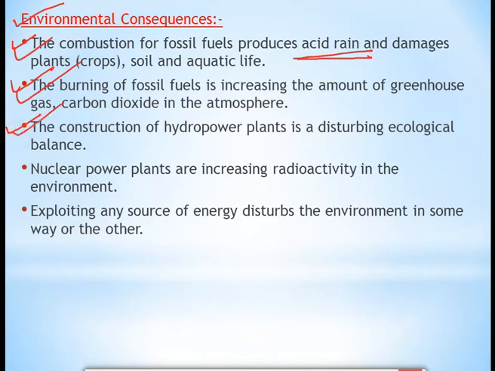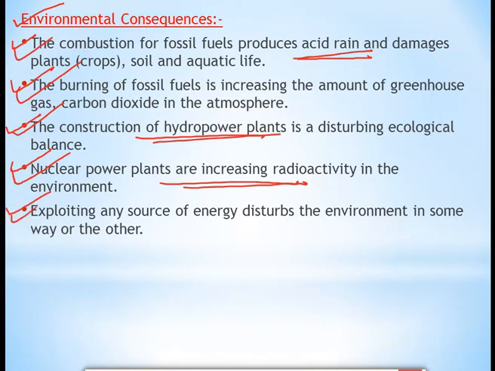Construction of hydropower plants is disturbing the ecological balance. Hydropower plants, by which we get electricity, also disturb the ecological balance in nature. Nuclear power plants are increasing radioactivity in the environment, which is dangerous and hazardous, and it creates pollution in the environment also.